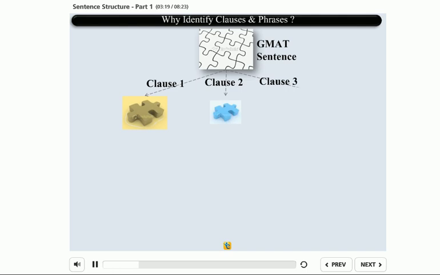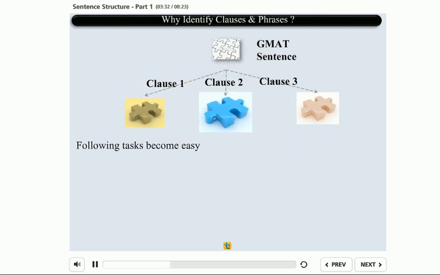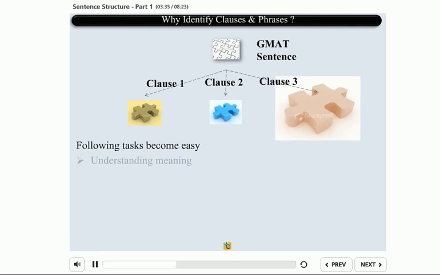Now let's understand why we need to identify clauses and phrases in a sentence. GMAT sentences are typically complex with a number of clauses and phrases. For the sake of this explanation, let's assume there are 3 clauses in this complex sentence. Now, since we have simplified this sentence into its individual clauses, certain tasks become very easy. This is because now we can concentrate on small pieces of the complex sentence one by one. This helps in better and effective understanding of the meaning. This helps tremendously in identifying the subject-verb pairs.